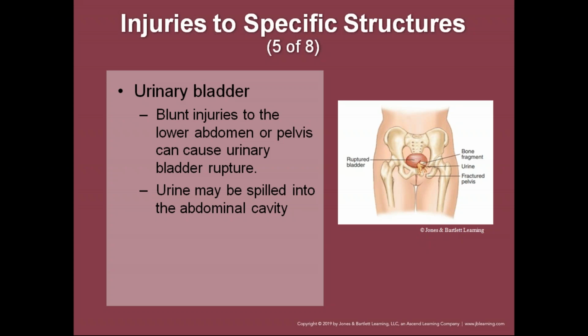Urine may spill into the abdominal cavity, and what's going to be the issue with that? That's right. The urine is highly acidic, and they're going to get very sick, right? So it should be suspected in any patient with trauma to the lower abdomen or pelvis. Urine may spill into any part of the abdominal cavity, leading to intraperitoneal, extraperitoneal, or retroperitoneal rupture.